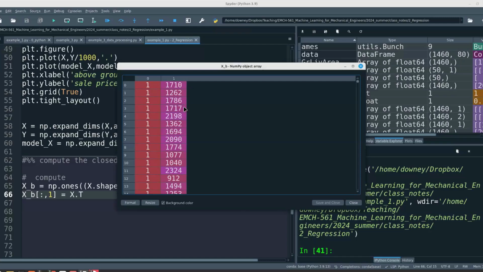Why do I have 2 columns? Anyone want to take a stab at that? Why do I need 2 columns? It's called a bias term. How many parameters do I have in my linear model?